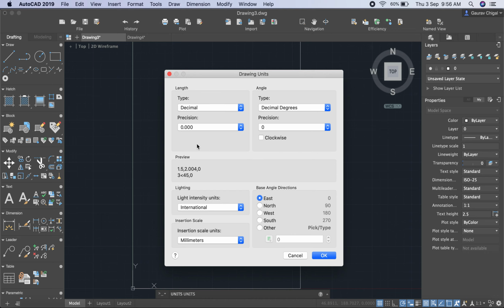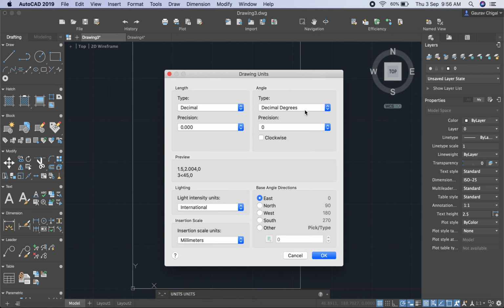So this much precision is available here, or you can change it up to this much value. It's up to you. I'm working in millimeters, I'm working on CNCs, so this precision is enough for me. Then we have the angle parameter here.